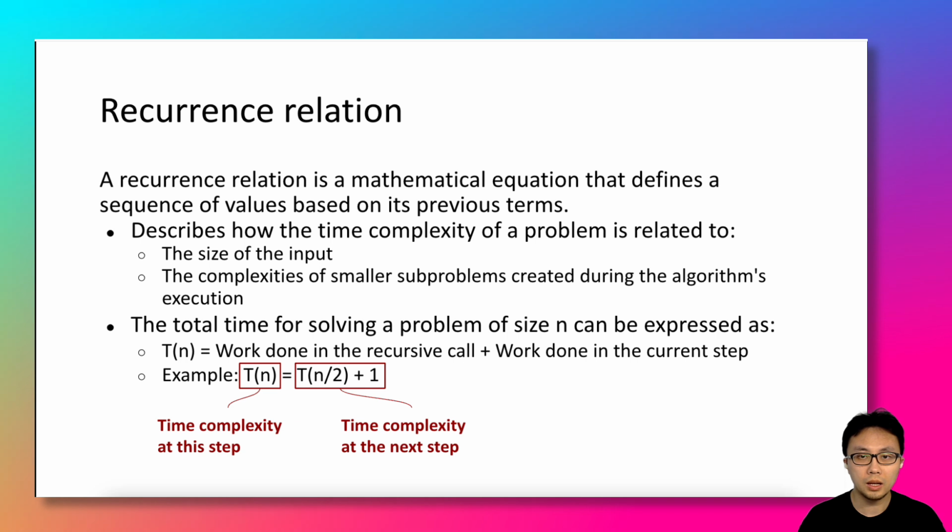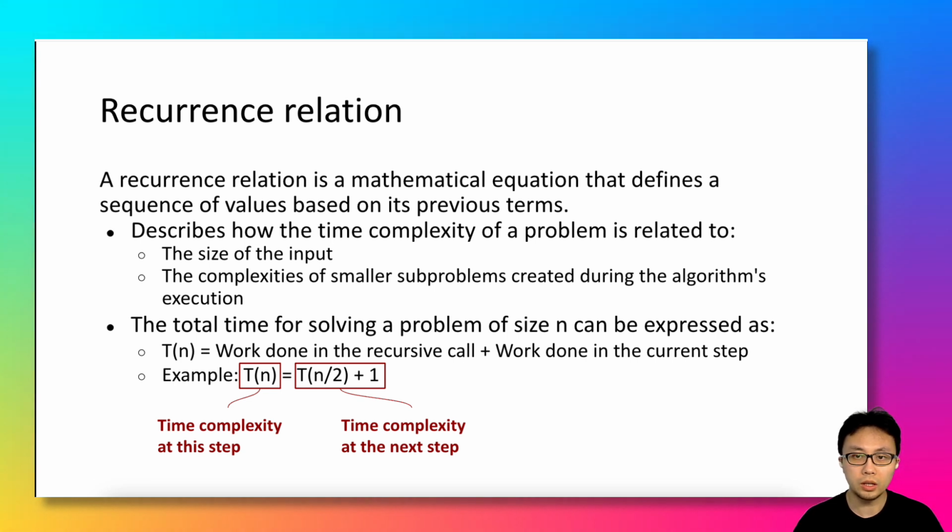The corresponding divide and conquer algorithm does some work at the current step, which takes a constant number of steps. In this example, that number of steps is 1. As recursion happens, the same function is executed on half of the input size. That's how you get T of n divided by 2, because the only thing changed here is the input size. This equation describes the time complexity of the current step and the next step. By step, I mean the triggering of the recursive call.